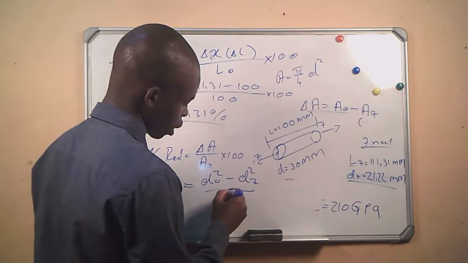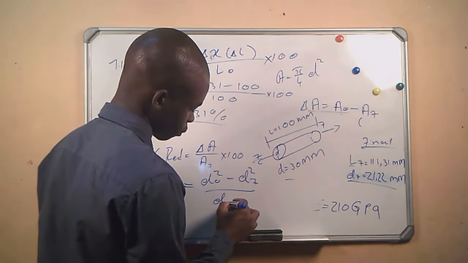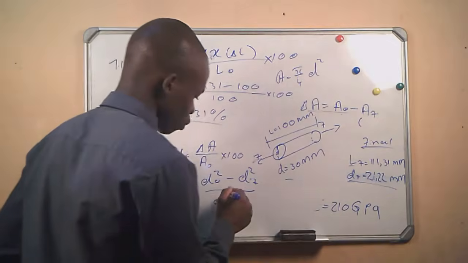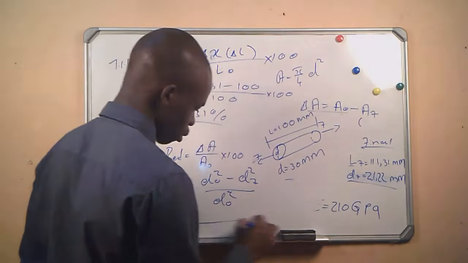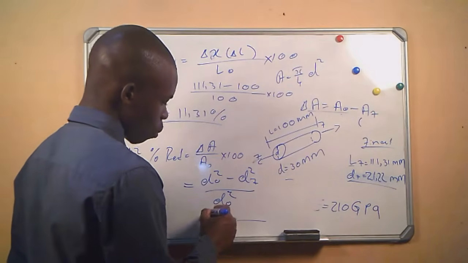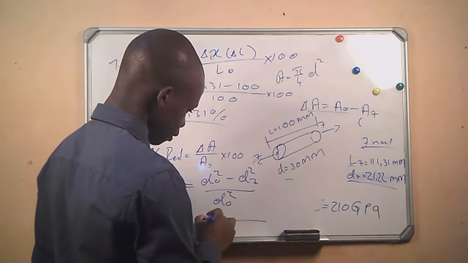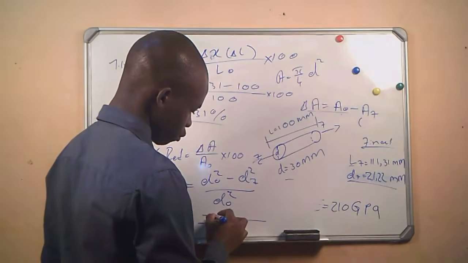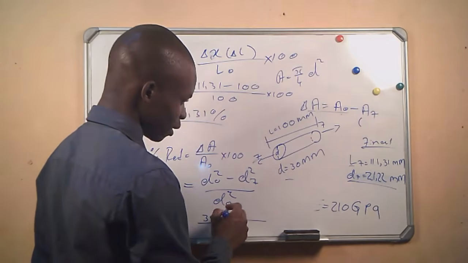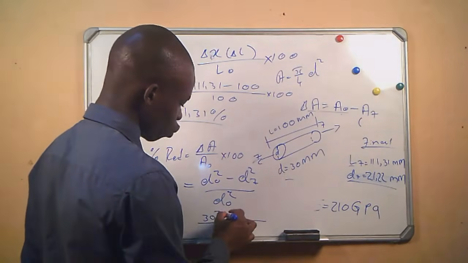Divided by original d squared. And then what is our original d? It's 30. You can even convert them to meters, but there is no use in this case.